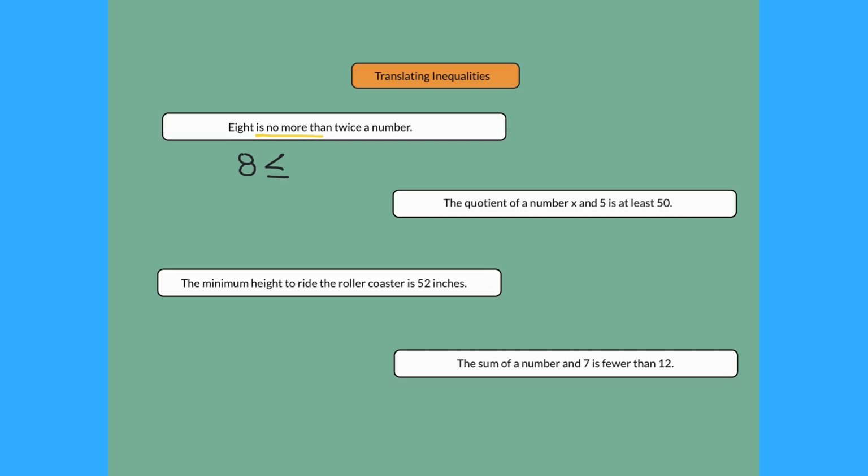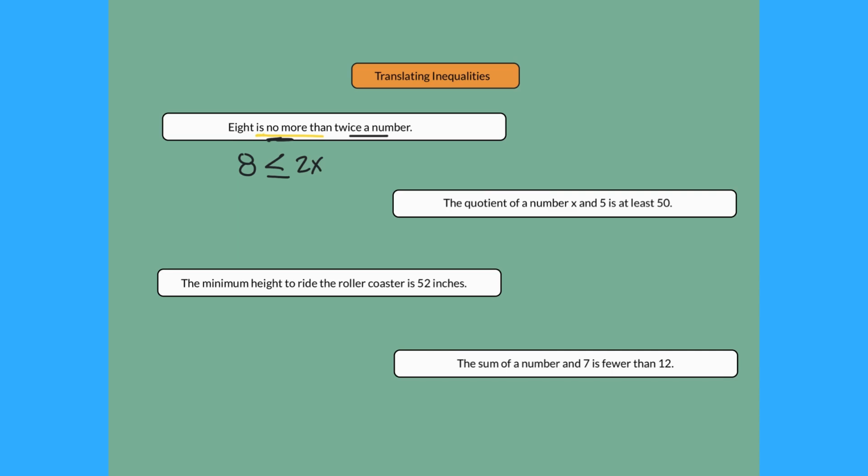So we've got to try to problem solve through what these words mean. So 8 is no more than. So it could be that number, or it could be smaller or less than that number. So that takes care of the is no more than. And then twice a number looks like 2 times a number.